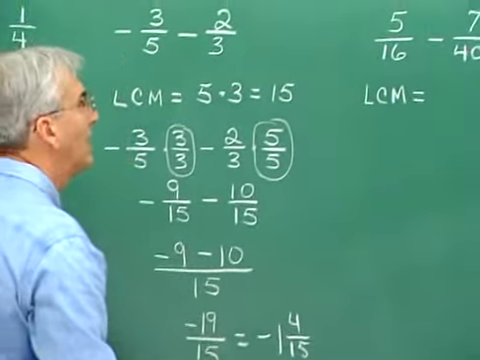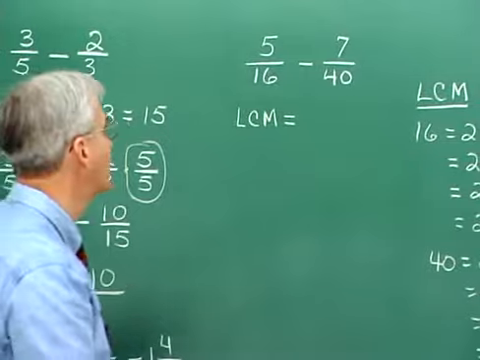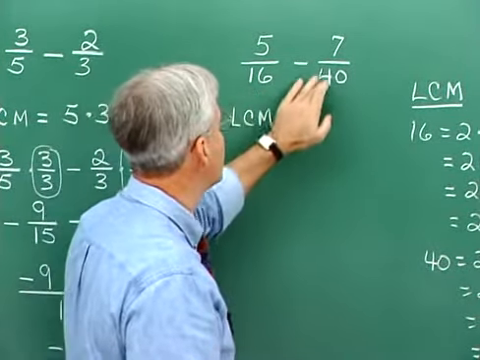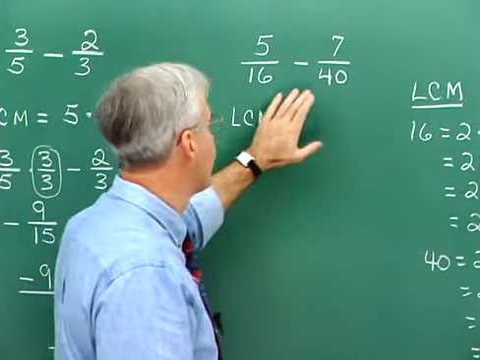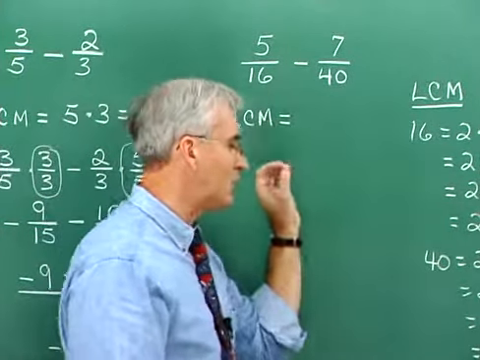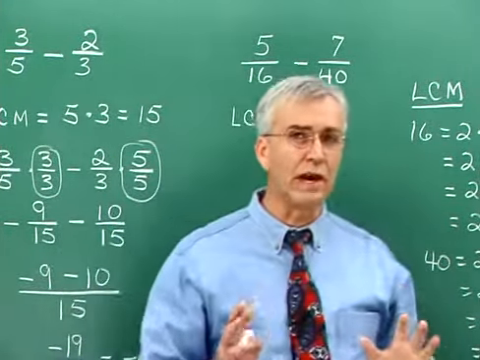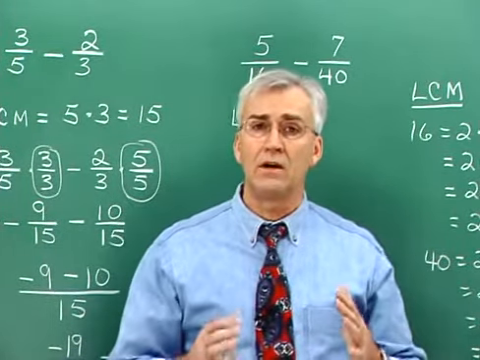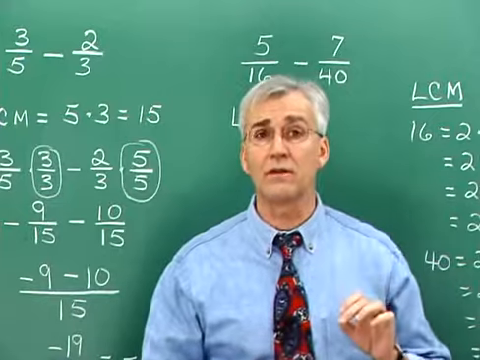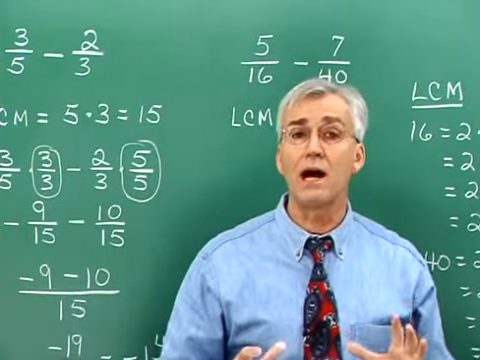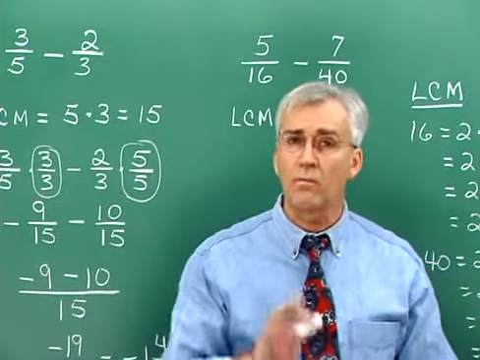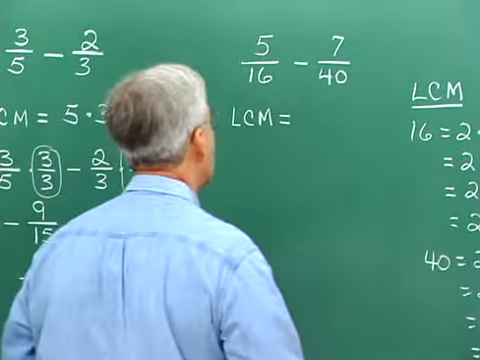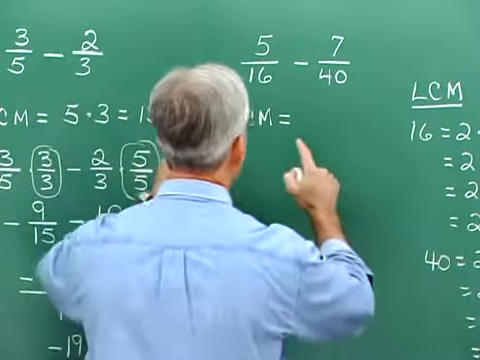Let's do another one. Let's make the denominators a little more difficult to see through. 5/16 minus 7/40. Now, we mentioned several strategies for finding that common denominator, or the least common multiple. And one rather formal kind of strategy is to go through a prime factorization for both of the denominators. But it's a sure way of identifying the correct least common multiple. And let me show you how that works.